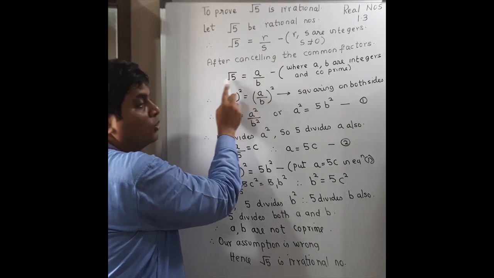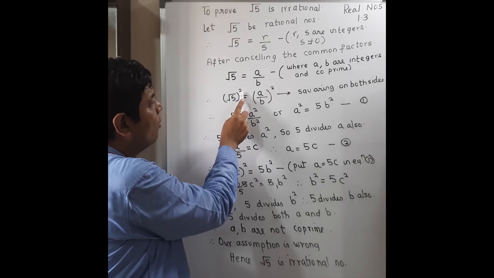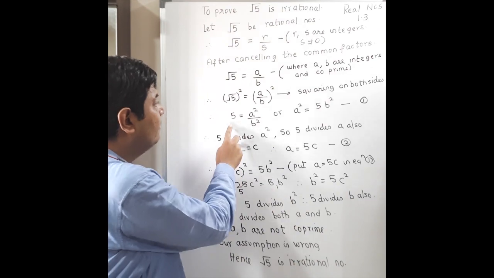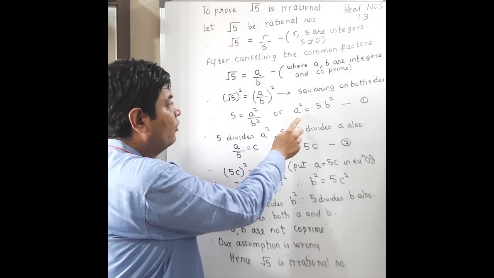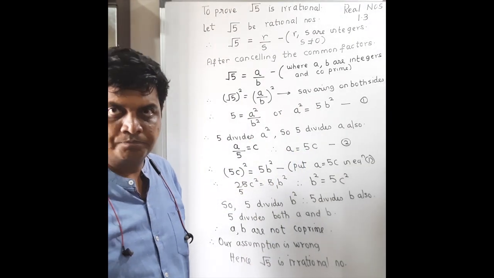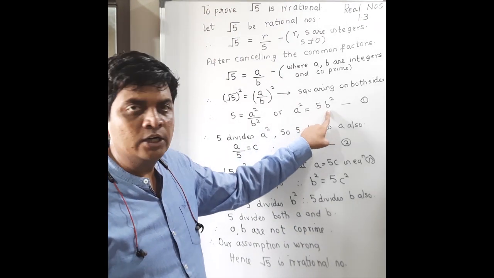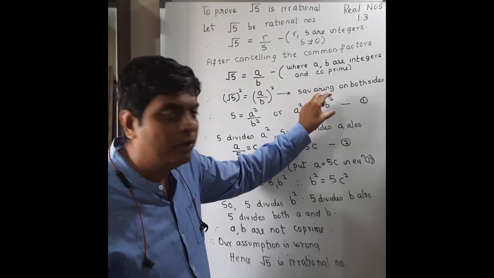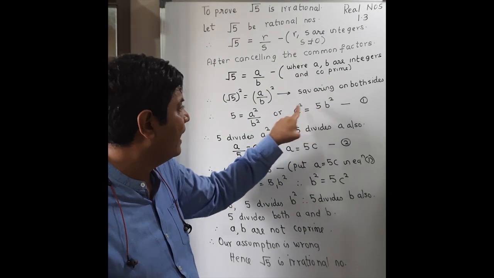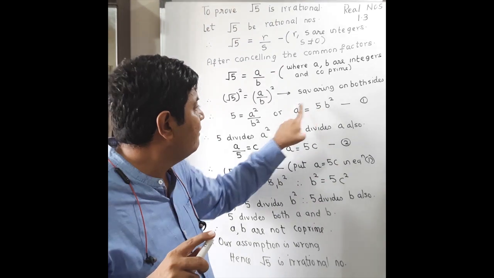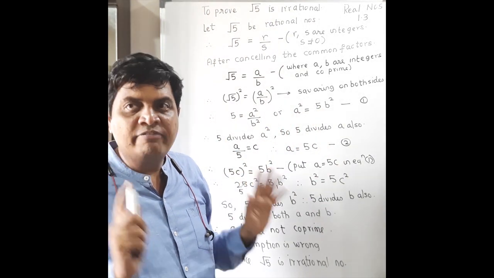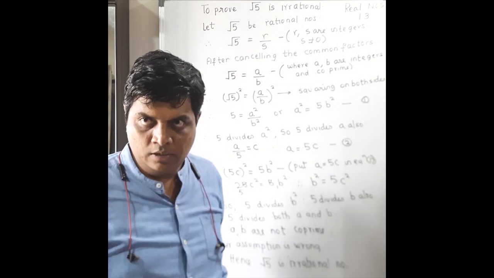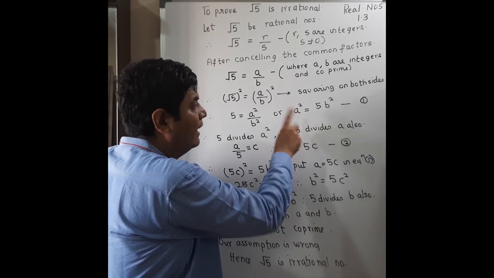Now I square both the sides. So what do I get? Square root of 5 the whole square is equal to a square upon b square. So 5 is equal to a square upon b square. Therefore a square is equal to 5 into b square. Now b is an integer, so b square is also an integer. This means a square is something into an integer. That means both b square and 5 can divide a square. So if I divide a square by 5, I will again get an integer, correct? So here 5 can divide a square.